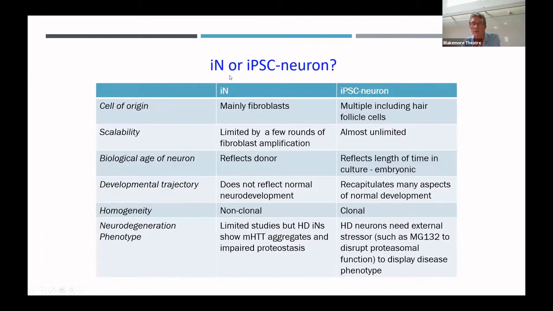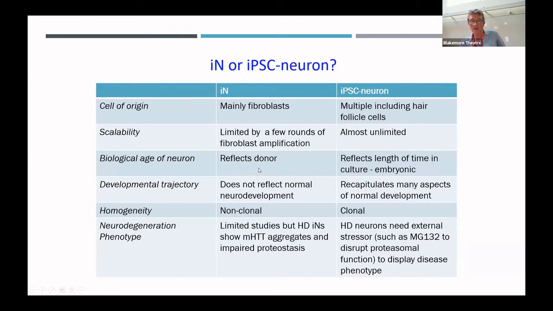So is it going to be an induced neuron or an iPSC neuron? I think this is a no-brainer to some extent. The cell of origin, there's mainly fibroblasts in the induced neurons. Practically any cell can be reprogrammed for making iPSC neurons. If we look at the scalability, there's not much prospect of induced neuron. You start with a plate of fibroblasts, you turn them into neurons. At that point, they're post-mitotic, there's no amplification of population. That's pretty limited application. Whereas you can get almost unlimited amplification of iPSCs prior to their neuronal differentiation.